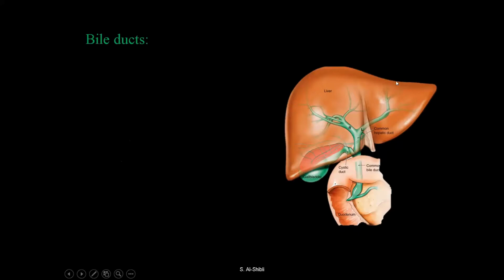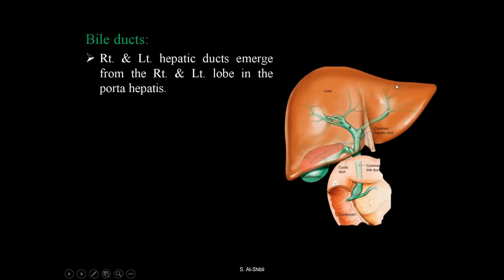It's a wonderful slide showing the whole bile system, starting from the hepatic, then the common hepatic, this is the cystic, this is the common bile duct, ending into the duodenum. So the bile duct starts from the left and right hepatic duct, each coming from the lobe. By the way, the caudate and quadrate lobes, anatomically, are related to the right lobe, but functionally, they are related to the left lobe.